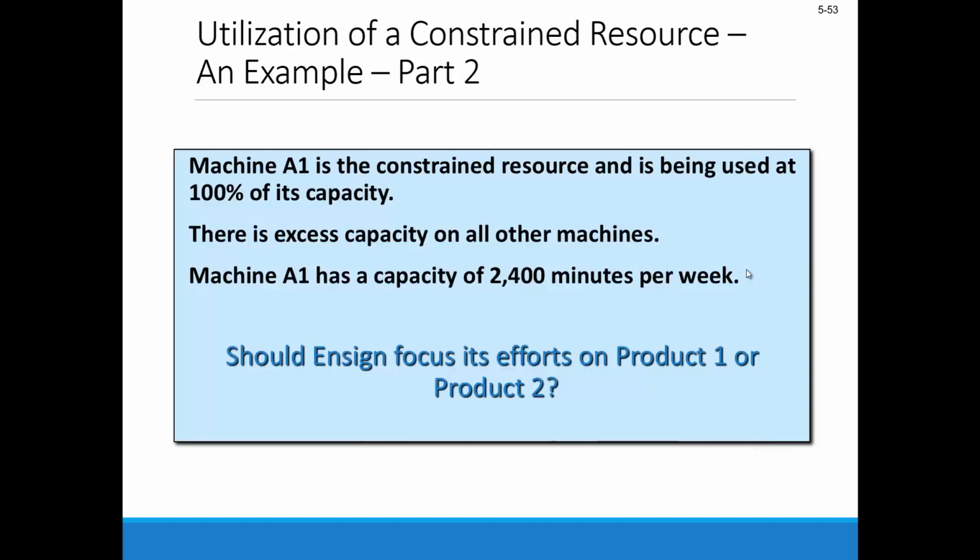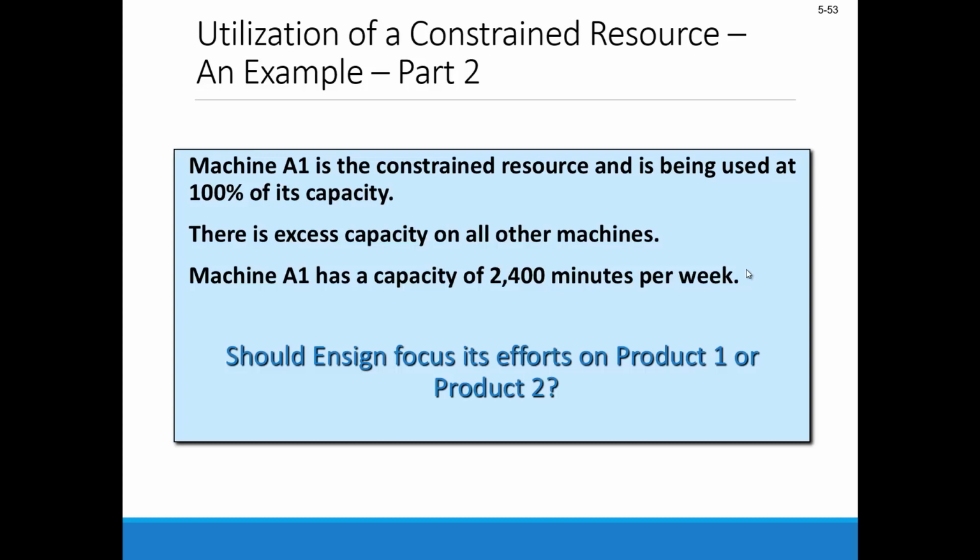So machine A1, let's assume for a second that's the constrained resource, and it's being used at 100% of capacity. So that thing's always on, it's always running, always being used to make these products. So there's excess capacity on all other machines. A1 is the bottleneck, the constraint. Let's also assume that machine A1 has a capacity of 2,400 minutes per week. So that's the maximum amount of time we can be running products through that machine.